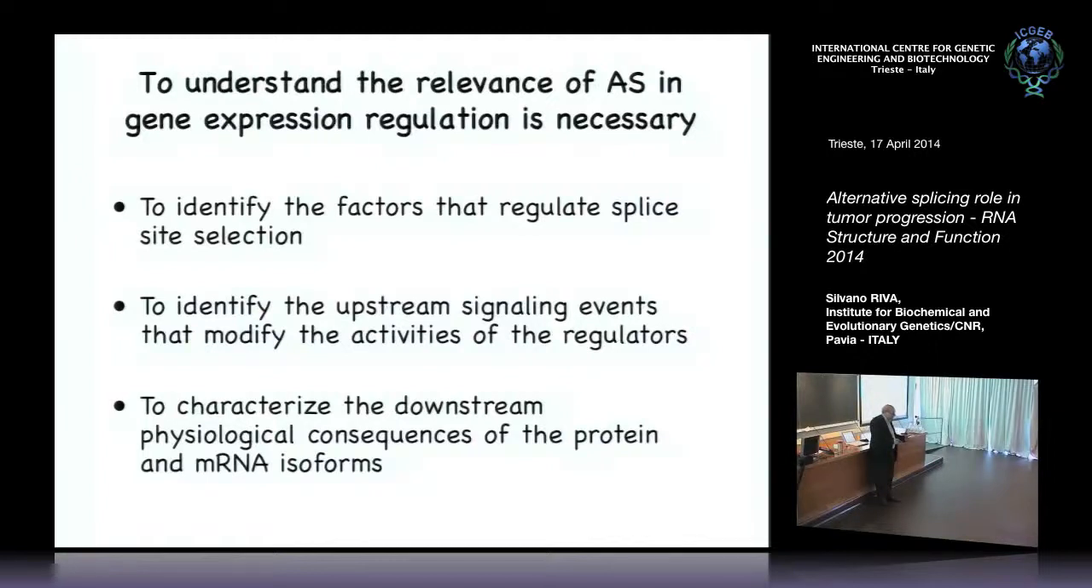Because certainly, cancer disrupts everything, including the splicing machinery. And so once you have identified an aberrant splicing, it's important to identify the factor that regulates splice selection, to identify the signaling events that modify the activity of the regulators, and to characterize the downstream physiological consequences of the protein that is produced and of its isoform, which are produced by aberrant splicing.